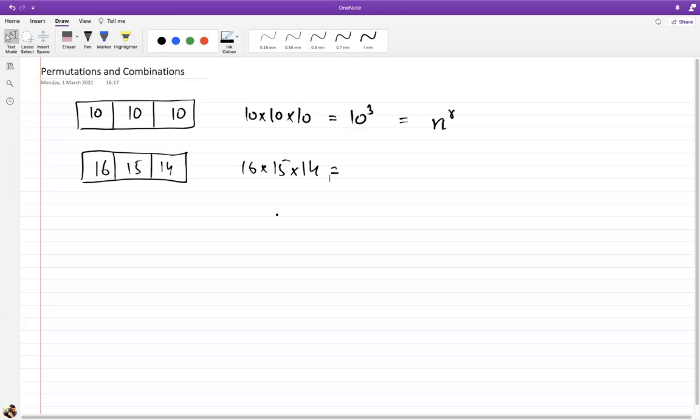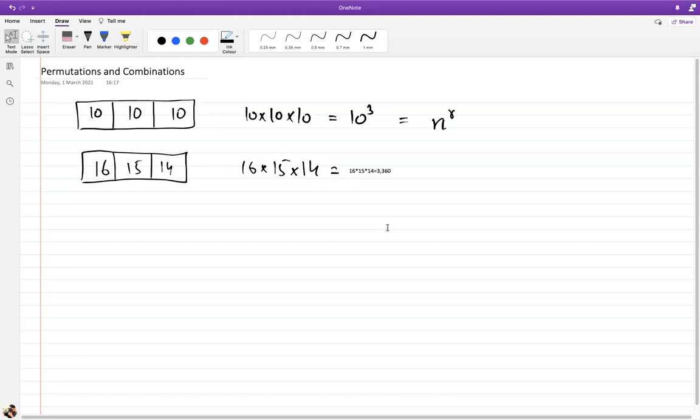I'll just multiply them so you get the numbers. So, 3,360 different ways of picking three winners out of 16 participants. Now, here, because you couldn't pick the same person again, order mattered. And not only did the order matter, you also can't repeat the same person. So when that happens, you use this.